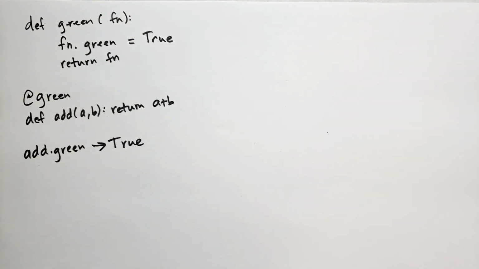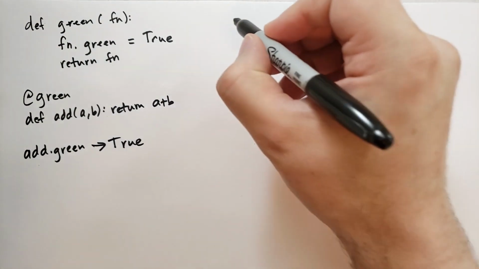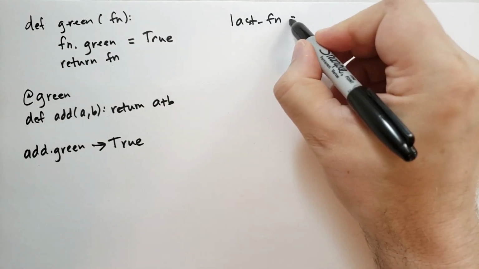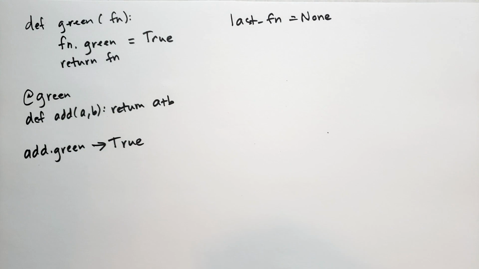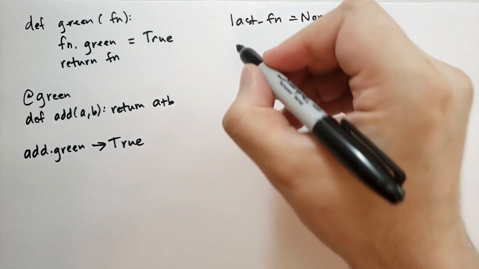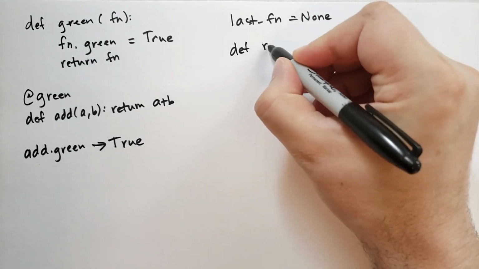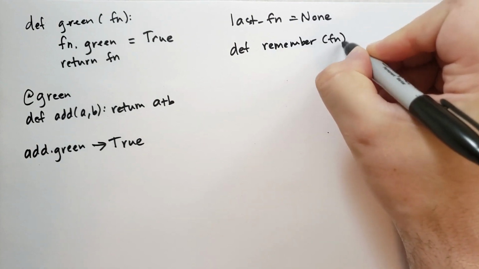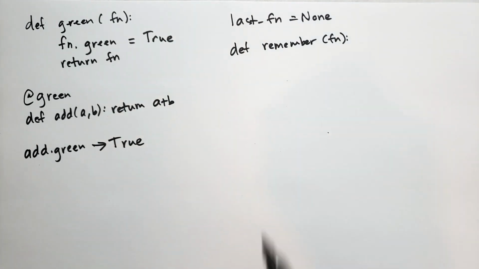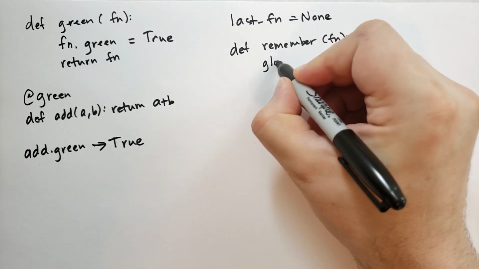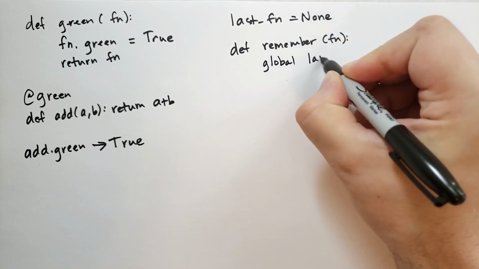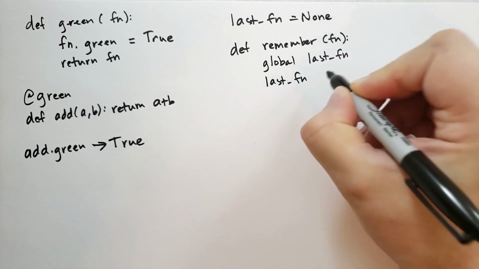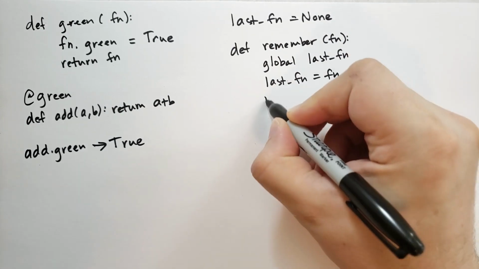Let's say you wanted to record the function somewhere. So we want to remember, for some weird reason, the last function that we've defined, right? And so we're going to define a remember function, a remember decorator, which, like all decorators, accepts the function. And then we are going to say global last_fn so that we can assign to it. And then we'll return that function.